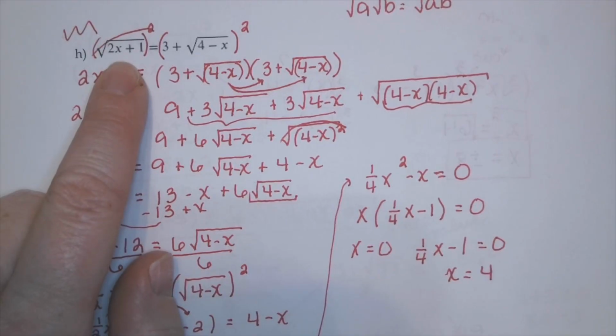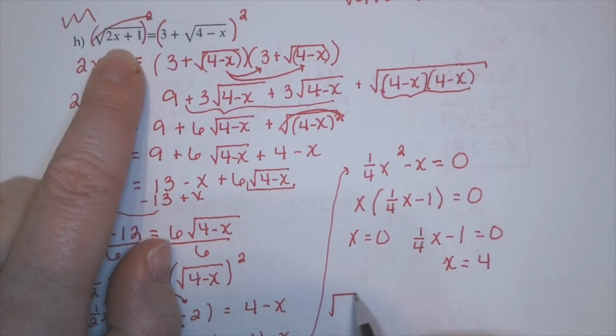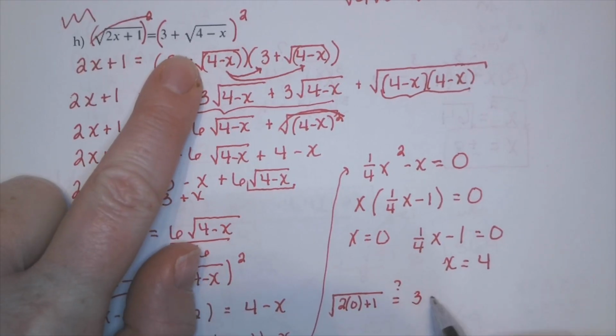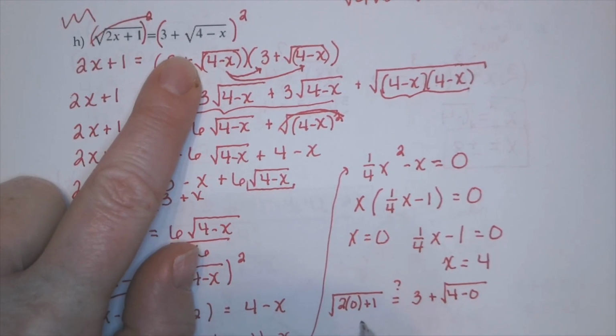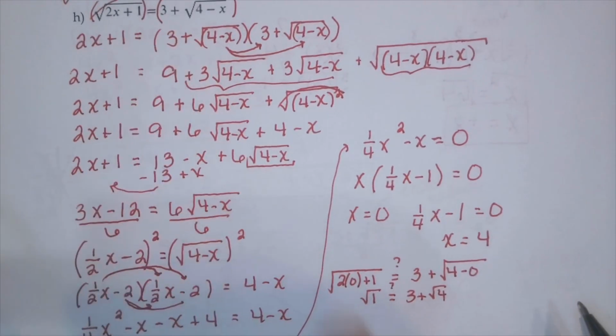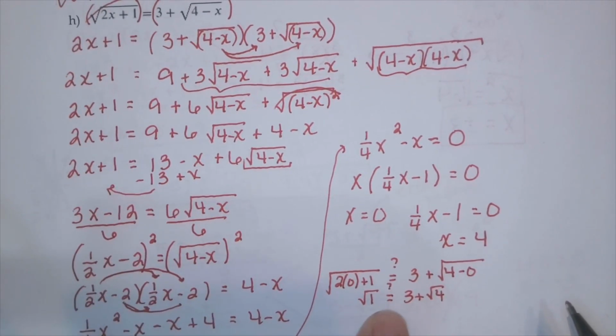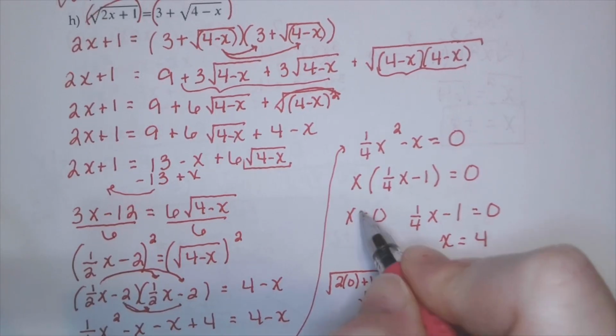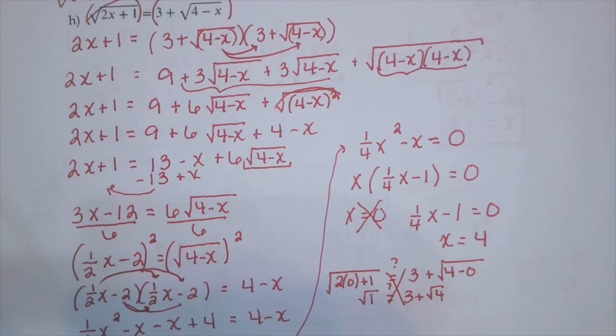So let's start with 0 since that's kind of the easier one. So is the square root of 2 times 0 plus 1 equal to 3 plus the square root of 4 minus 0? So I've got the square root of 1. Is this equal to 3 plus the square root of 4? Not happening, right? Because I know the square root of 1 is 1, and here I have to take 3 plus more. It's going to be way over 1, so this one doesn't work. So 0 is not a good solution.